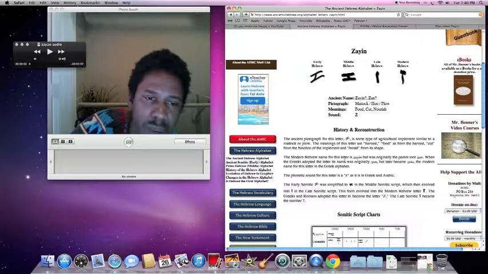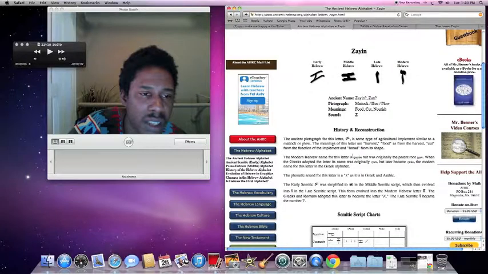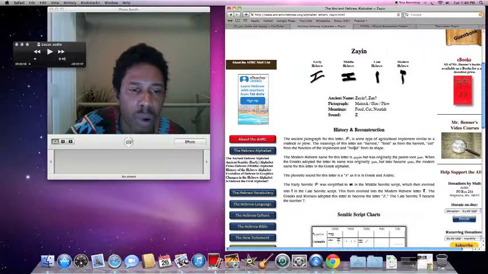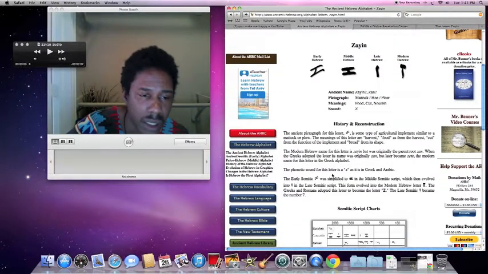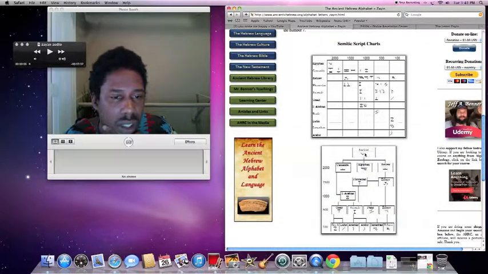It says the ancient pictograph of this letter is some type of agricultural implement similar to a mattock or plow. The meanings of this letter are harvest and food, as from the harvest, cut from the function of the implement, and broad from its shape, the mattock. The modern Hebrew name for this letter is Zayin, but was originally the parent root Zan. When the Greeks adopted the letter, so this is basically what I read earlier, but it's also with pictures. As you see, it started out with this.